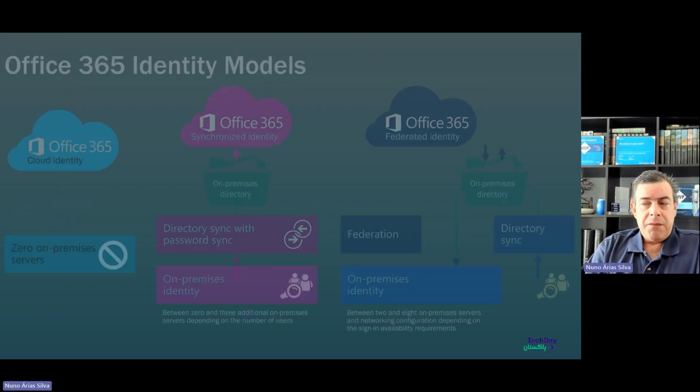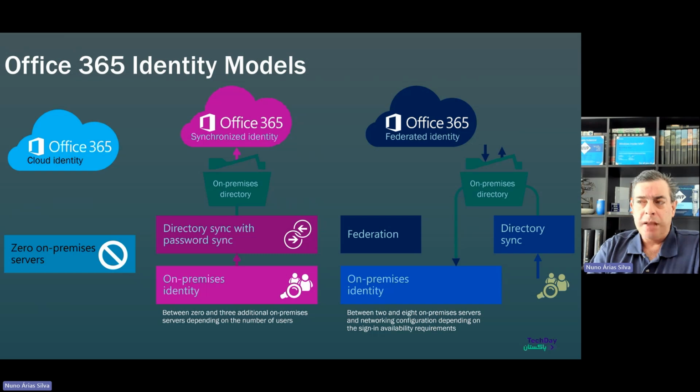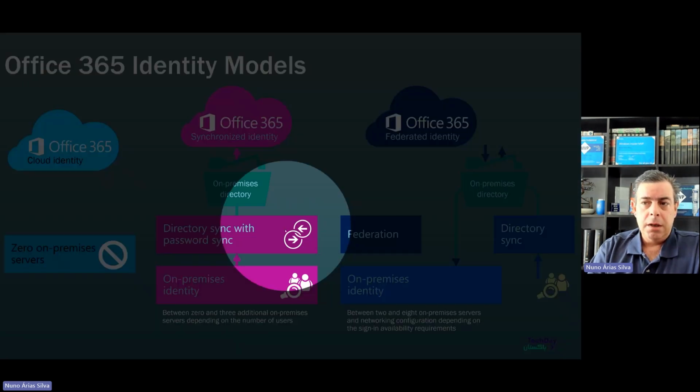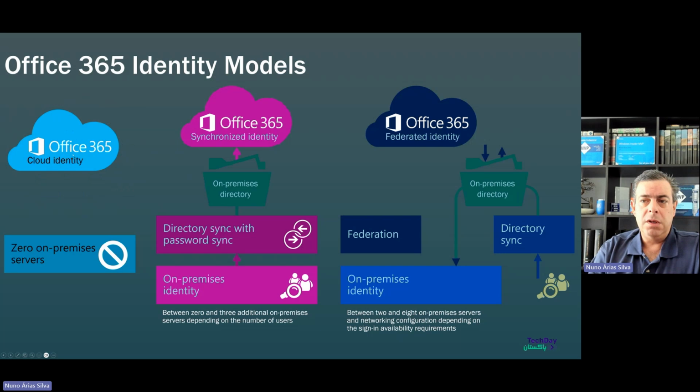And we have different kinds of identity models in organizations. If you don't have any on-premises servers, you are just on cloud identity. Here, you have all the services in the cloud. But if you have an on-premises Active Directory, mostly directory sync with password sync is used, so you can leverage your identity from on-premises to the cloud with the same ID and the same password.